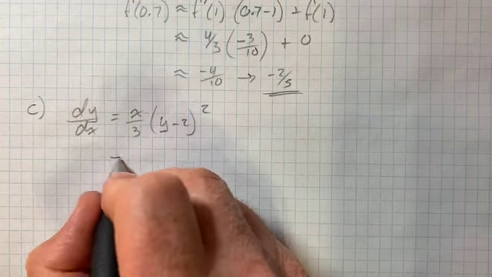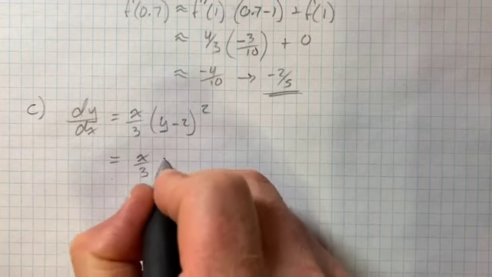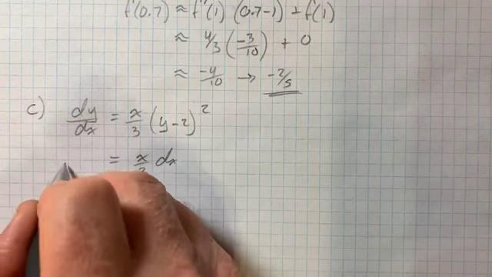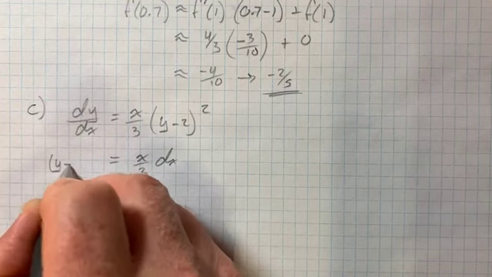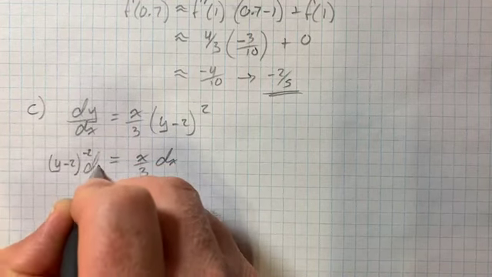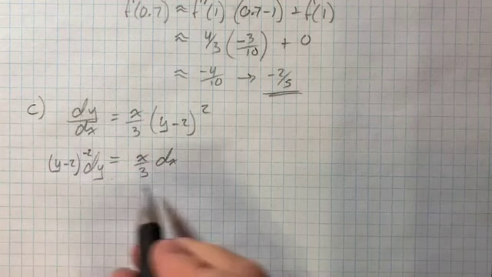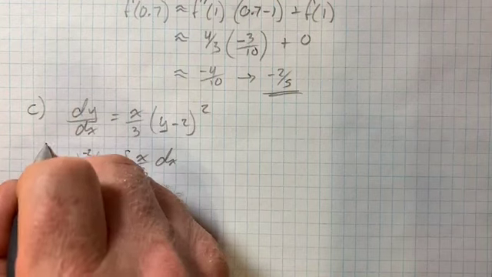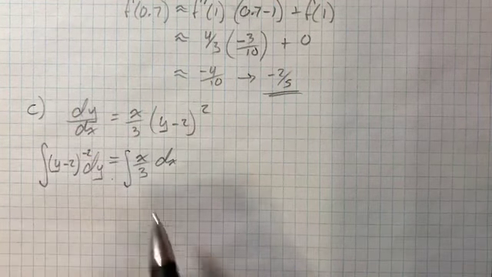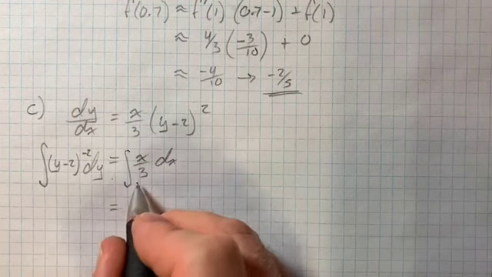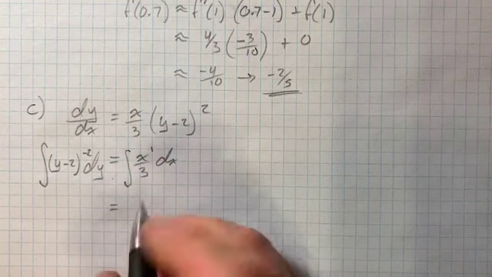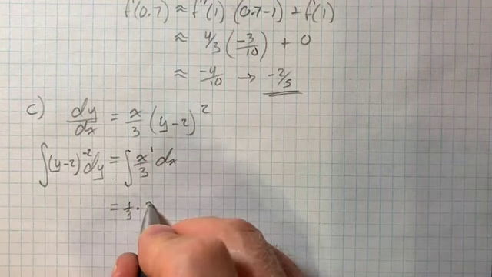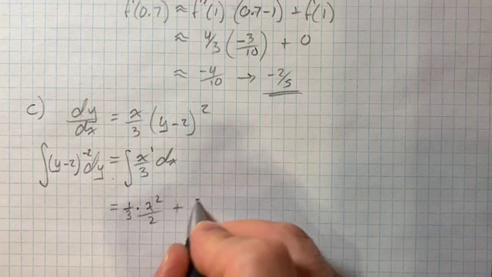dx is going to multiply out. This is x over 3 dx. This divides down to the bottom. So in other words, it's y minus 2 to the negative 2 dy. This looks weird because I've got my differentials. I recognize it when it's got, there we go, integral symbols. I can integrate this. I know this is, well, it's x to the 1, so it becomes 1/3 times, this is x squared over 2 plus c.